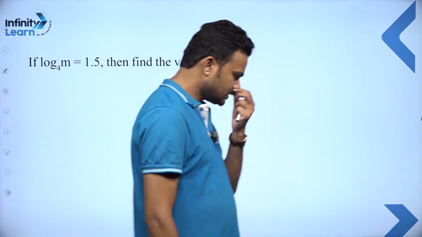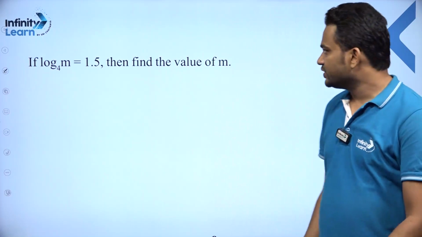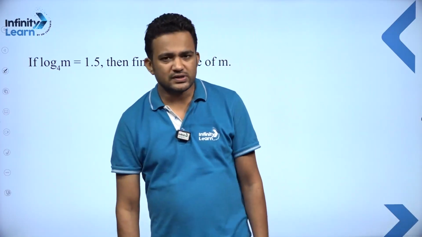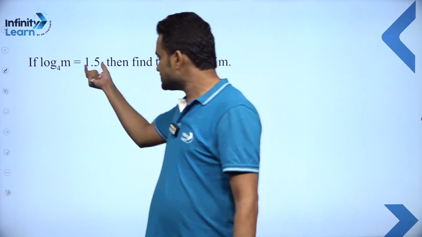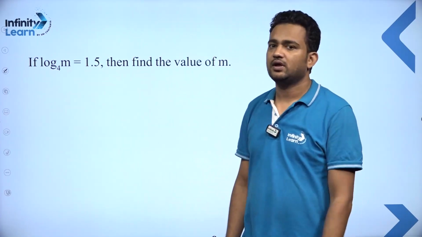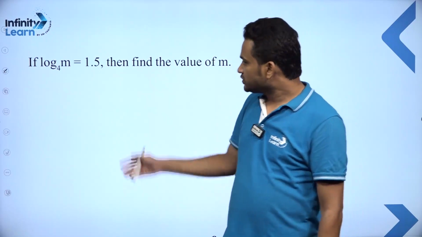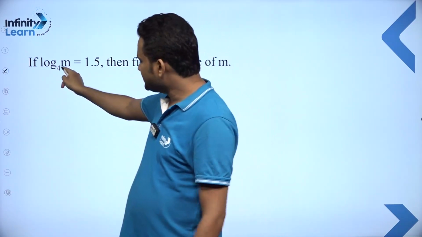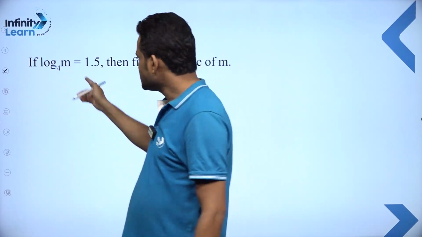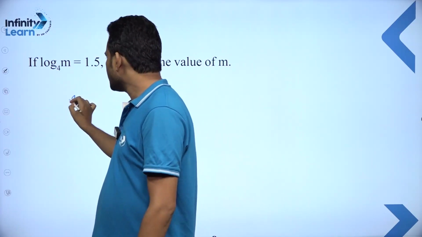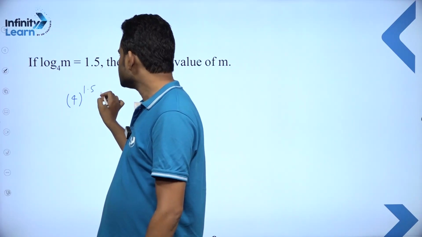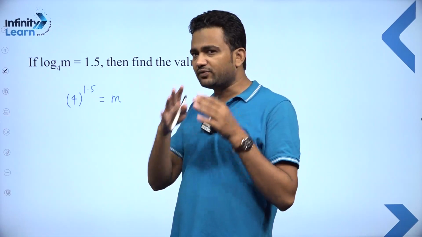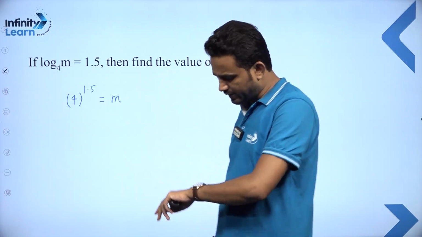So let us solve some questions. Log m base 4 is 1.5, find the value of m. How will we do this? In order to solve this question, I will convert this into the form of exponent. The value of log is always the exponent and this base will be the base of the exponent. So this can be written as 4 power 1.5 is m. Somehow we can solve the questions of log by converting them into the form of exponent, right guys?